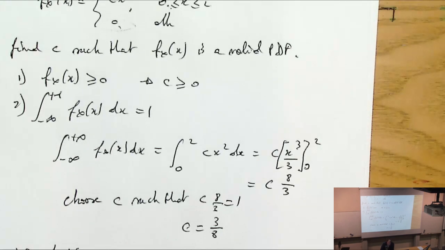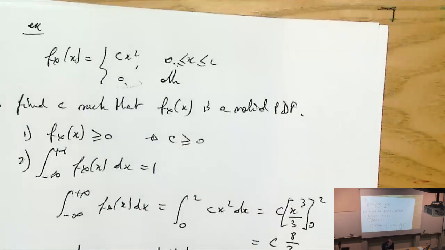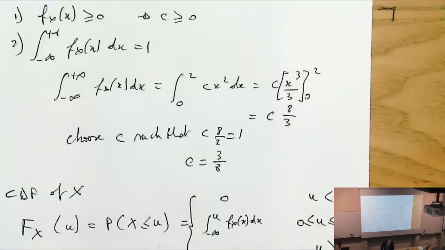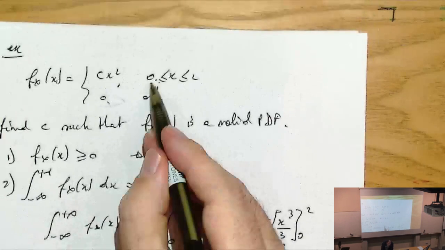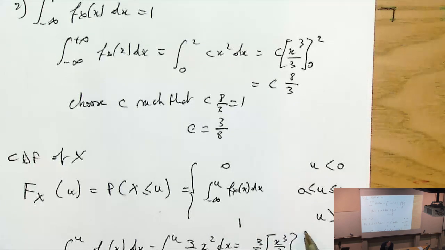It should be 1, right? Because the integral of this over its domain should be equal to 1. So what do we have here? The integral from minus infinity to u of f_X(x) dx is, because of this, the integral between 0 and u of 3 over 8 x squared dx. And so what you get here is 3 over 8 times x cubed over 3, from 0 to u, and you get u cubed divided by 8.